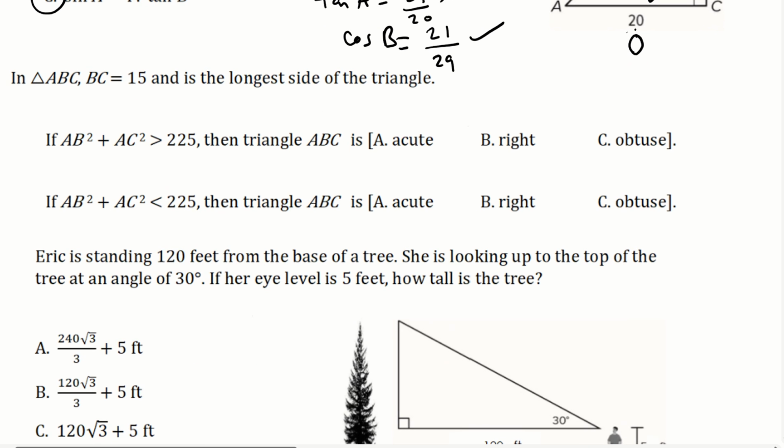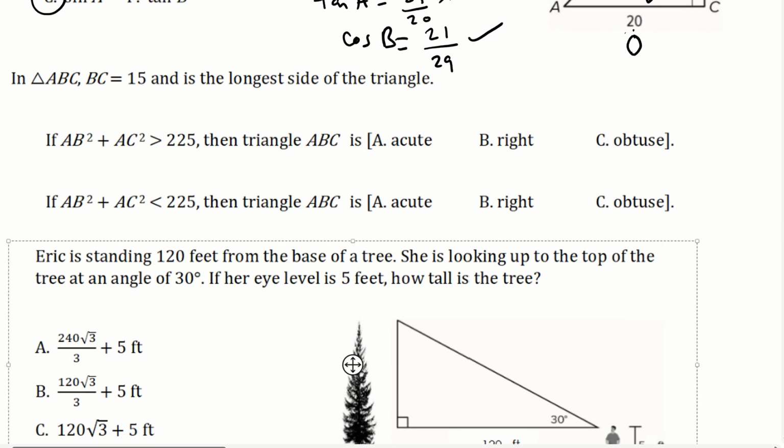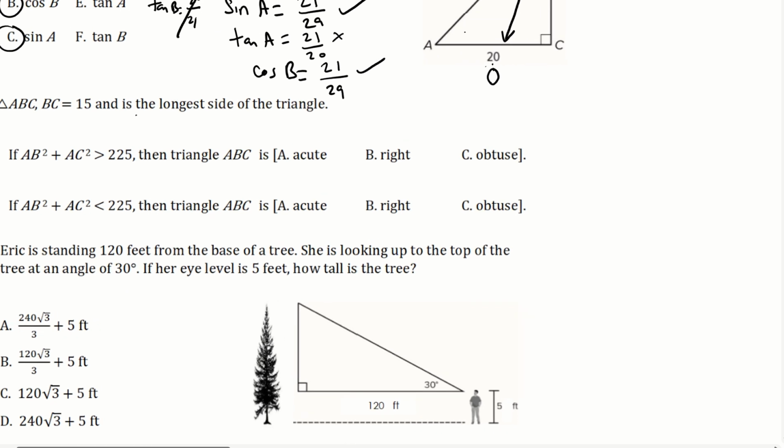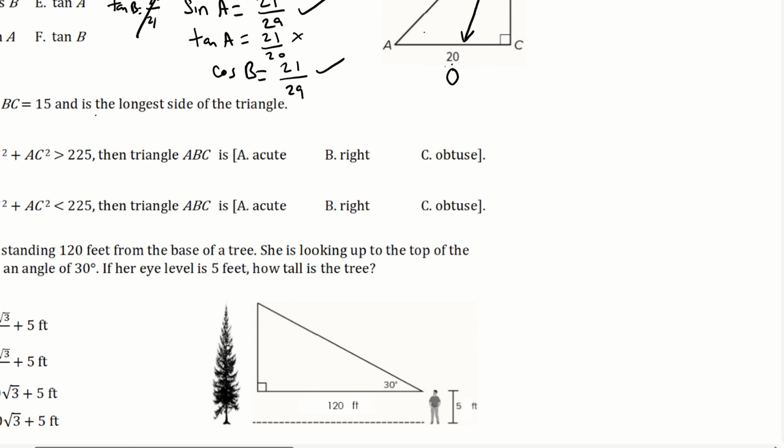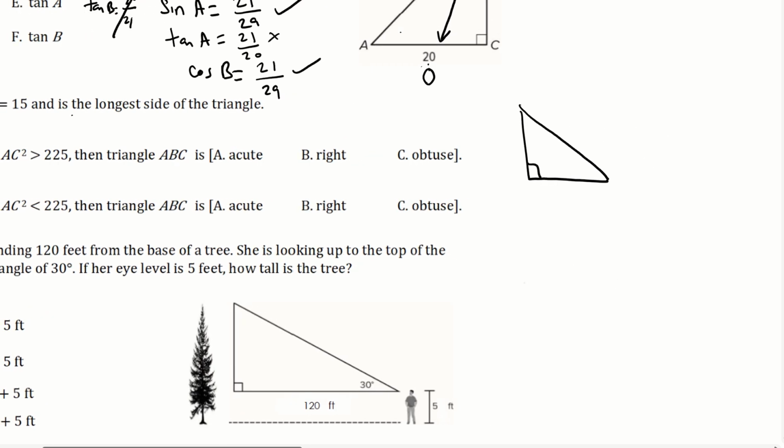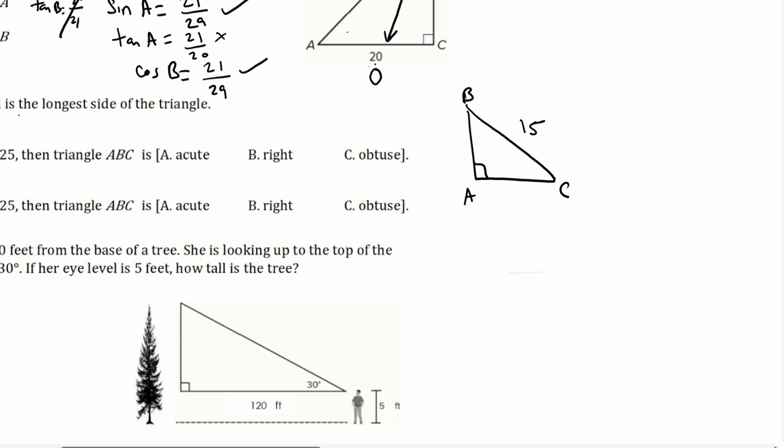All right, so in triangle ABC, BC is equal to 15 and is the longest side of the triangle. Okay, so let's draw that out. So we got a right triangle, and it's called ABC, and BC is the longest. They said BC is the longest side, so this is the longest side, and this is 15. That's what they said, and that's all we know.